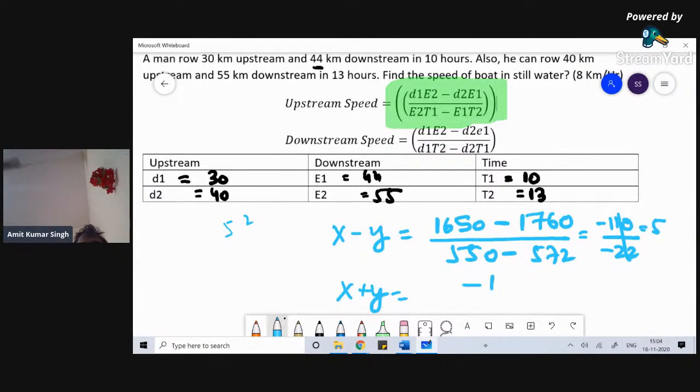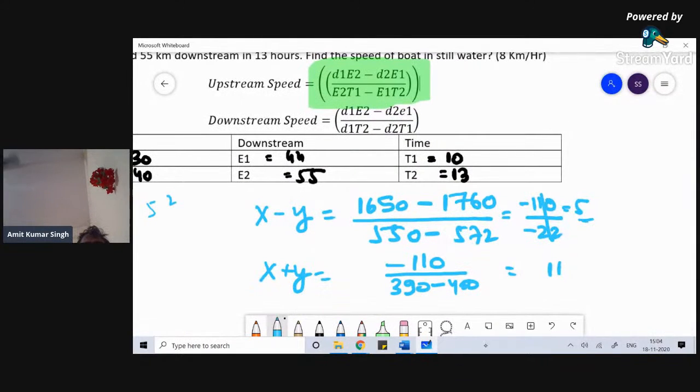So downstream speed, x plus y: the numerator will remain the same, there's no change in the numerator. The denominator is D1 T2 minus D2 T1, 390 minus 400, and you will get 11. So once you get this, x minus y is 5 and x plus y is 11. What is the value of x? The value of x is 11 plus 5 by 2. The value of x is 8.